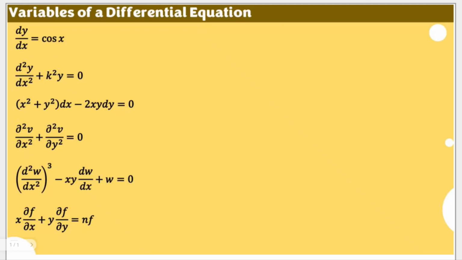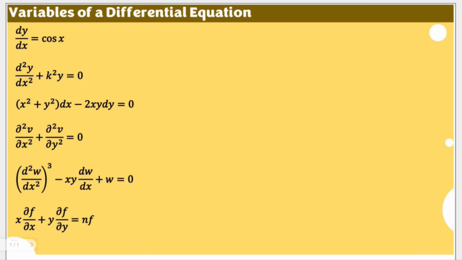Hello everyone, this is the first video for differential equations, specifically on the chapter on Introduction to Differential Equations. Here, we are tasked to identify the variables for each of the given equations. That means we would like to determine the dependent variable, the independent variable, and if there are parameters, we also need to identify them for each specific equation.